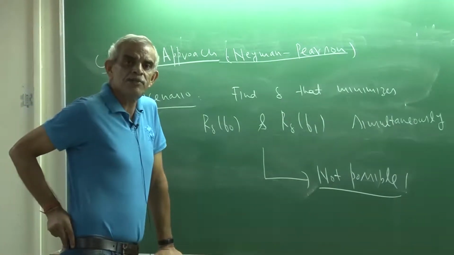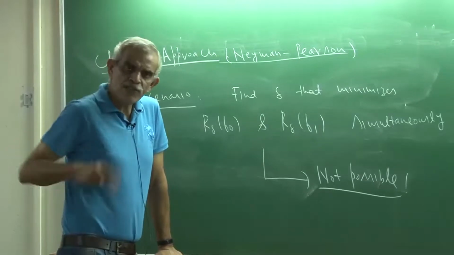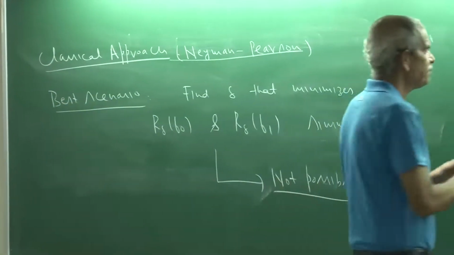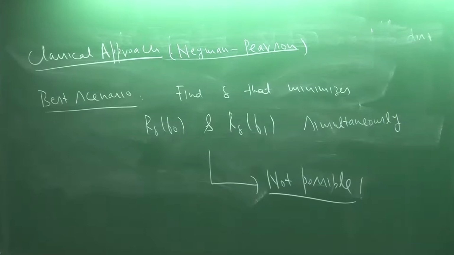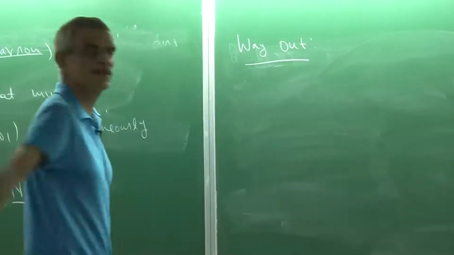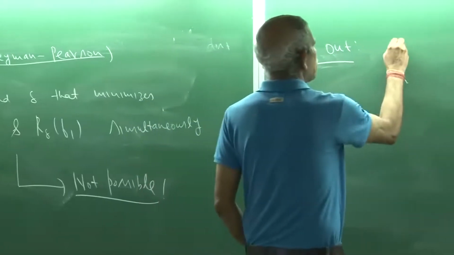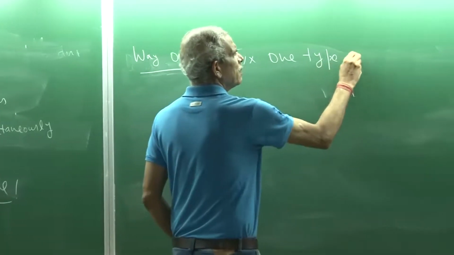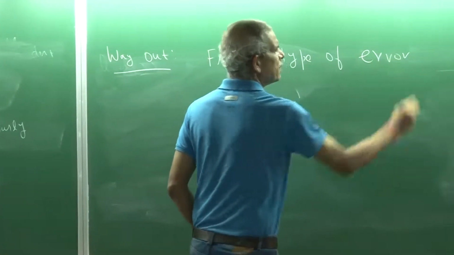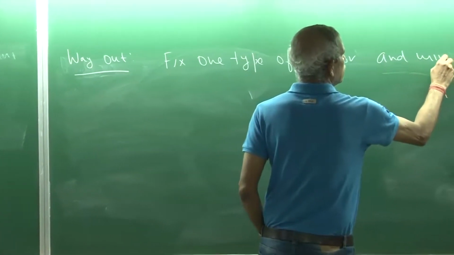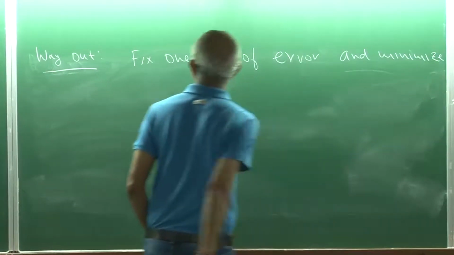So then what do you do in the classical approach? You try to fix one kind of error and then try to minimize the second kind of error. So a way out is to fix one type of error and minimize the second kind of error.